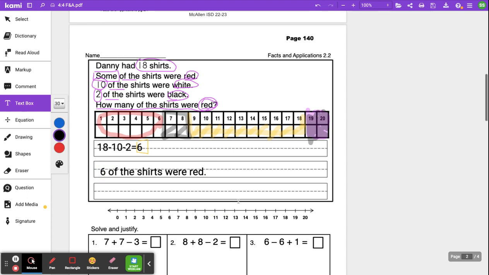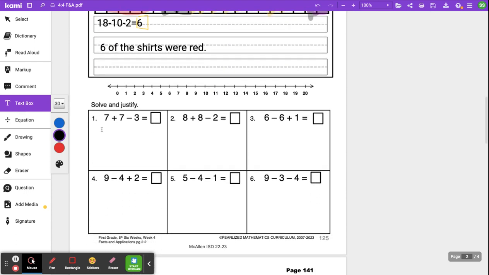All right, superstars. You're going to do numbers 1 through 6 with your partner either next to you or in front of you.